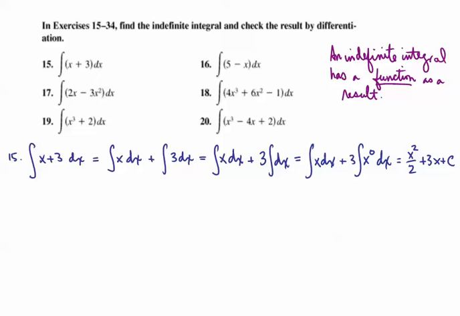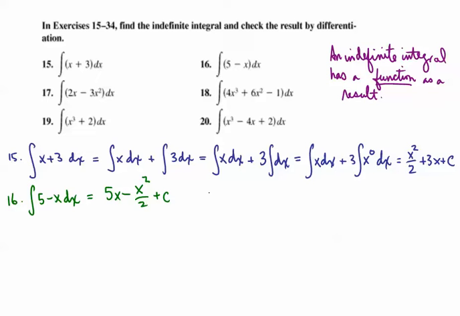Alright, so we won't go through all of that trouble for each of these here. They're really not that complicated. Number 16, we have integral 5 minus x dx. So integral of 5 is really the integral of 5x to the 0 power. So increase by 1 and divide, so that's 5x. Then minus integral of x is going to be x to the second over 2. Then the plus c, and that's it for that one.